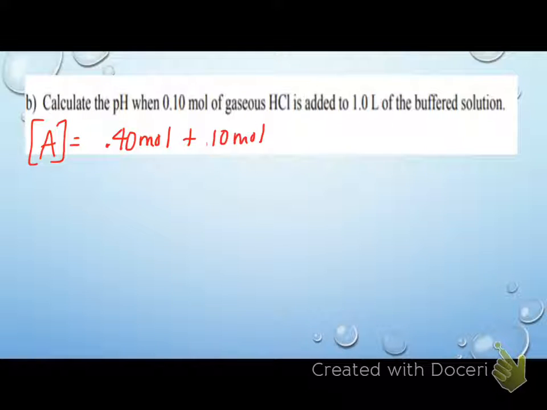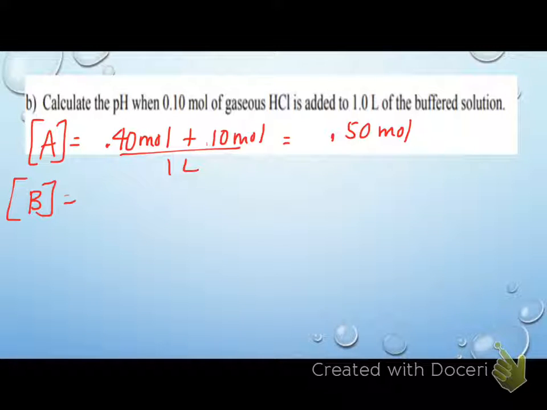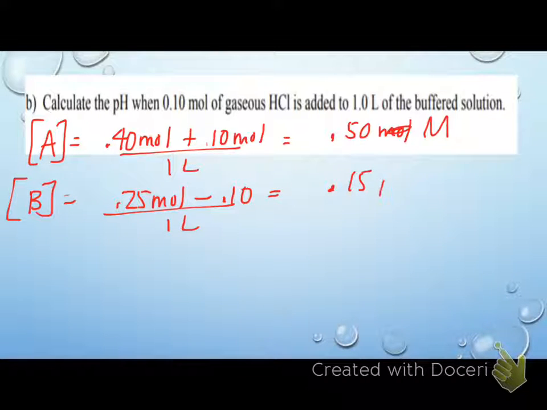And then it's still a 1 liter solution because we added gas, so when we divide by 1 liter, it's going to be 0.50 molar of my acid. Now for my base, I'm going to take the 0.25 moles that I started with, and since I'm adding acid, I'm going to subtract, still 1 liter. So it should be 0.15. I put moles there. That should be molarity. I'm sorry. My B.